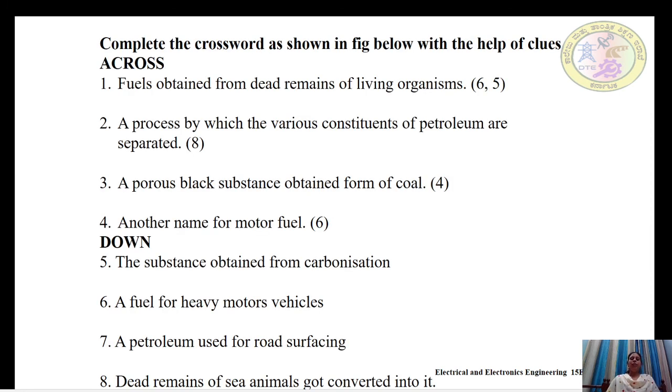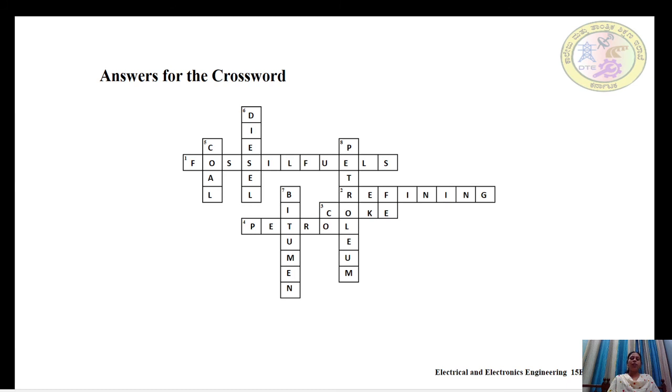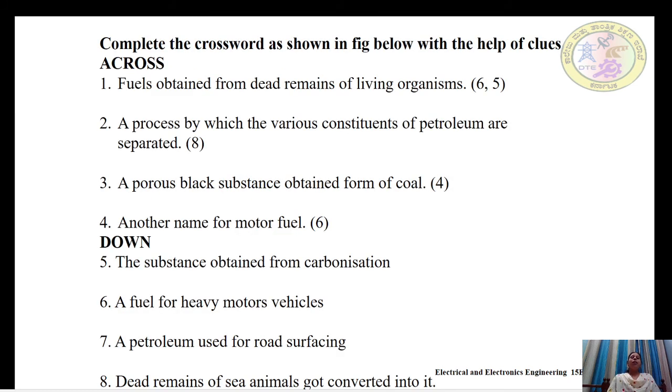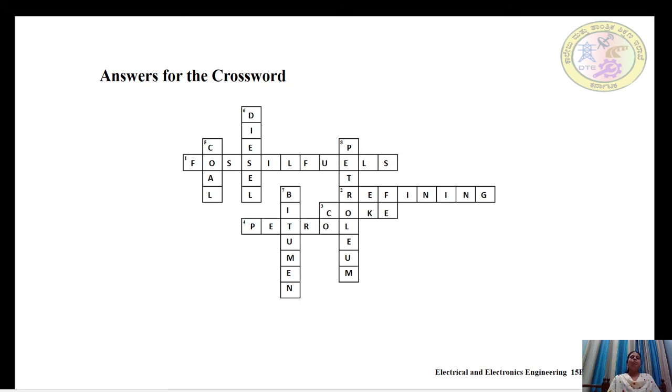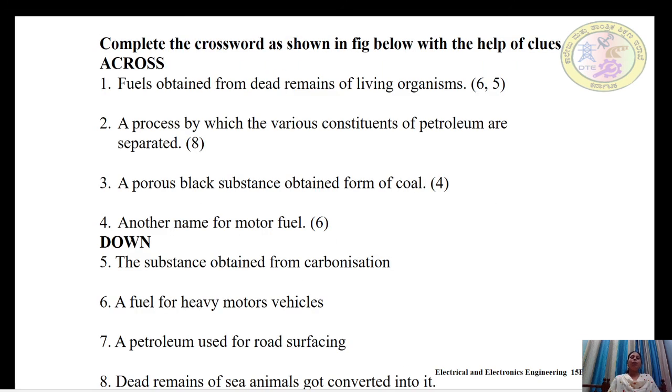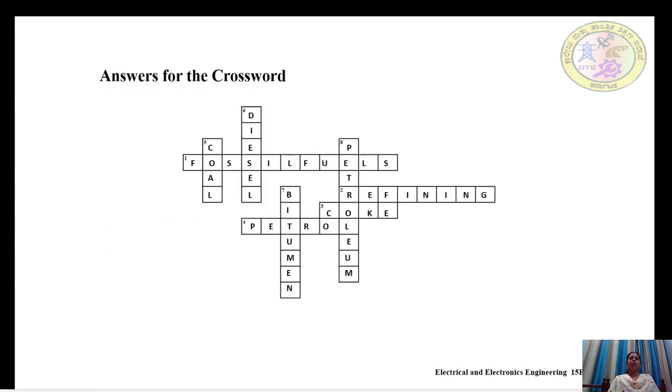Let's see the complete questions of this crossword. Across: fuels obtained from dead remains of living organisms are nothing but fossil fuels. A process by which various constituents of petroleum are separated is refining. A porous black substance obtained from coal. What is it? Coke.